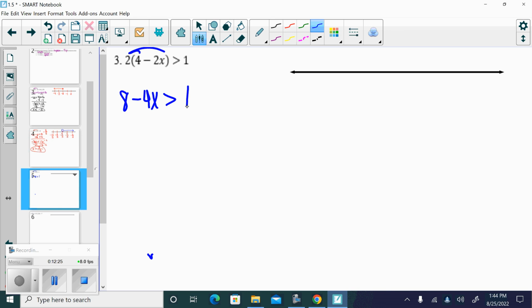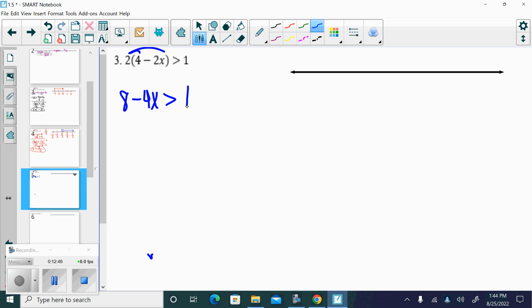Okay. You want to try and leave all your x's on the left here. All of our x's are already together, so we don't need to move them. But just in the future with inequalities, it's best to have all of your x's on the left. It just makes it easier to read. All right. So I want to leave the negative 4x there.